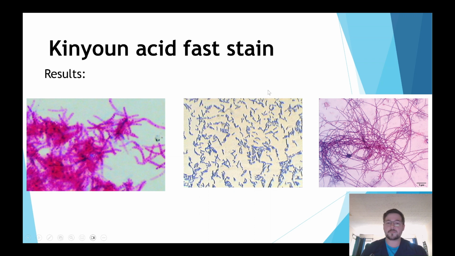Some other species can have an acid-fast reaction. And you can see that it has a little bit of blue and a little bit of pink in it. So this is a partially acid-fast positive reaction. And then this is just a negative reaction. This is a Bacillus subtilis.